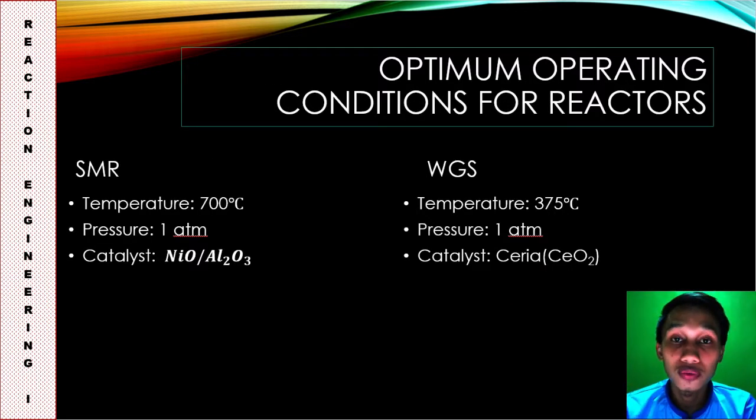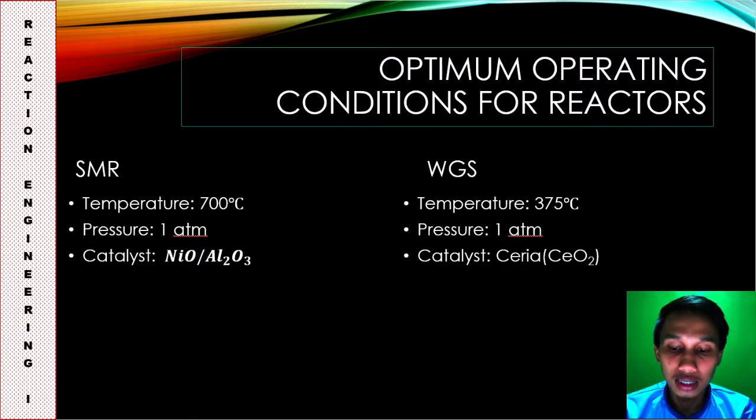Optimum operating condition for each reactor. First, we start with SMR. Our optimum temperature is 700 degrees Celsius and the pressure is 1 atm. And the optimum catalyst for this reaction is nickel oxide and aluminum oxide. So for the water gas shift reactor, the temperature is 375 degrees Celsius and the pressure is 1 atm.